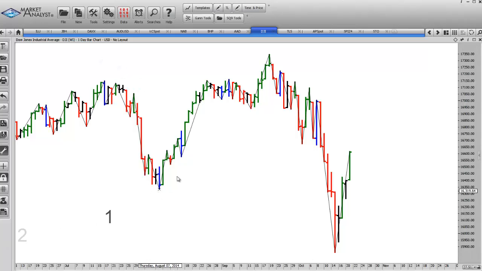Then we had 1, 2, 3 higher top, higher bottom swings, and again we could get long in this market at about 16,800, stop loss here at 16,500, and the market continues to rally up.